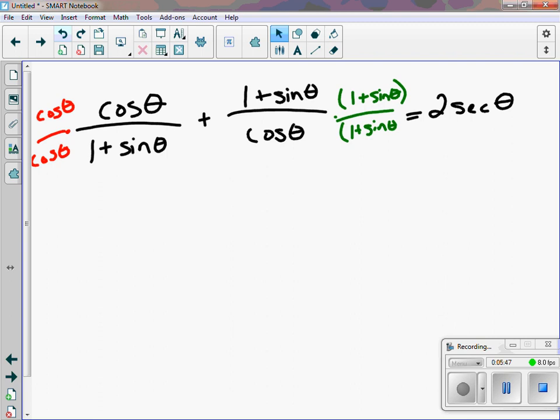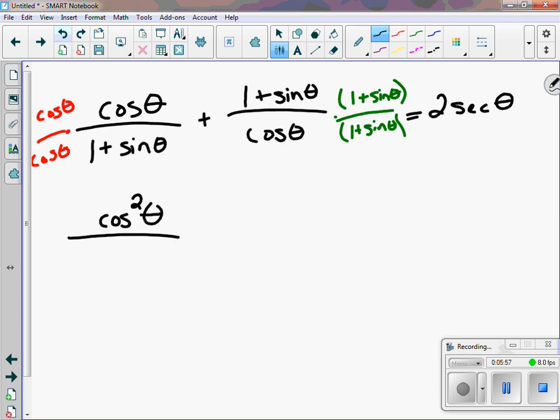Okay, so now this is going to give me my fractions to be the same. So up top here, I'm going to have cosine squared of theta. I'm going to multiply in the numerator, but not in the denominator. I don't know, just kind of my thing. Cosine theta, 1 plus sine theta. All right, so basic distribution on the top. On this top, again, I am distributing on the top.